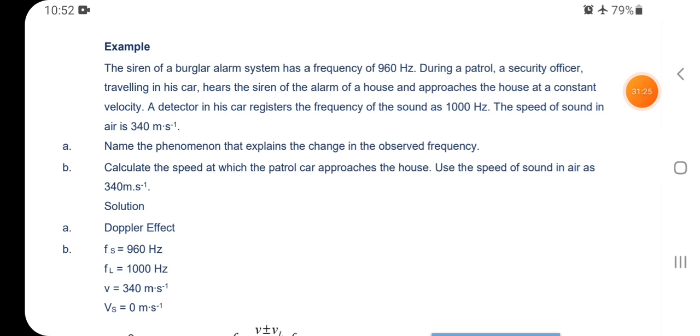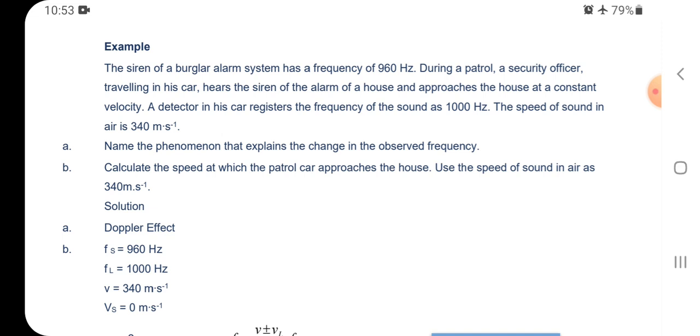Let's look at this example. The siren of a burglar alarm system has a frequency of 960 hertz. So that is the frequency of the source, fS, which is 960. During a patrol, a security officer traveling in his car hears the siren of the alarm of a house and approaches the house at a constant velocity. A detector in his car registers the frequency of the sound as 1000 hertz. So that is the frequency of the listener.